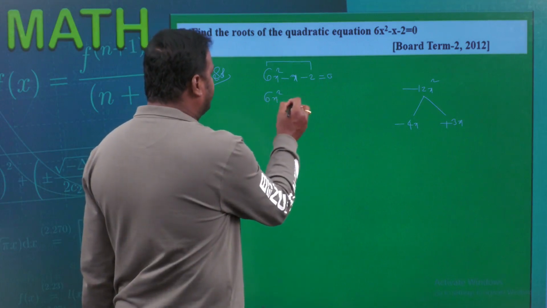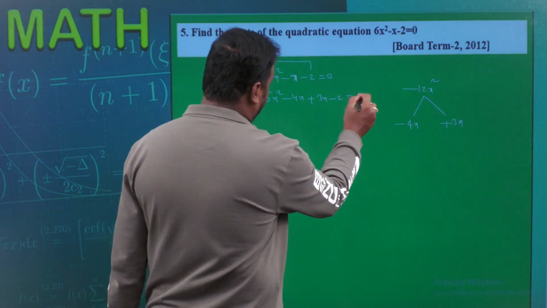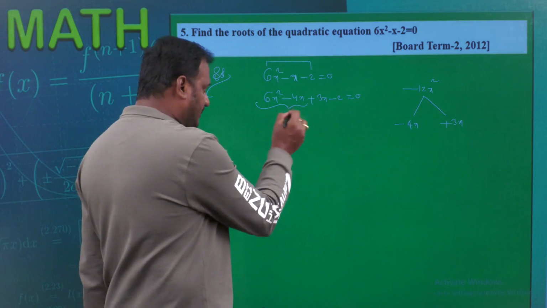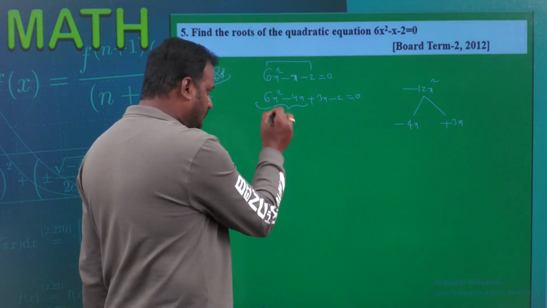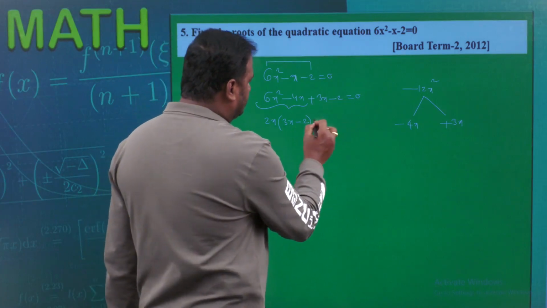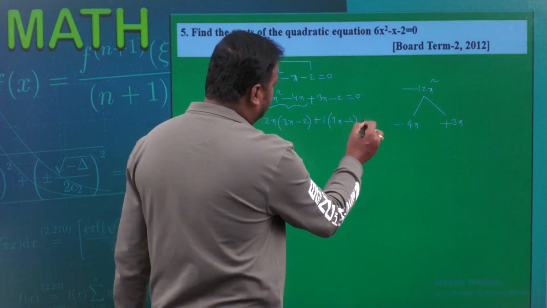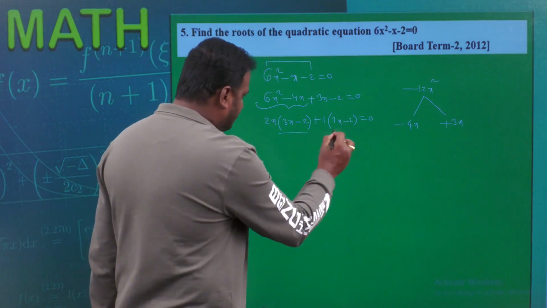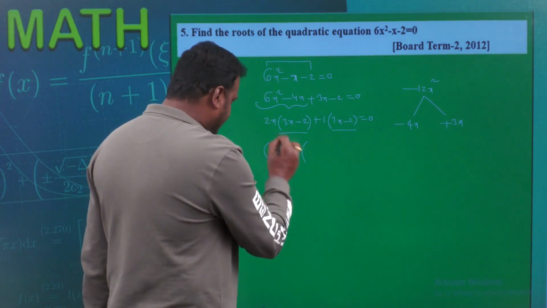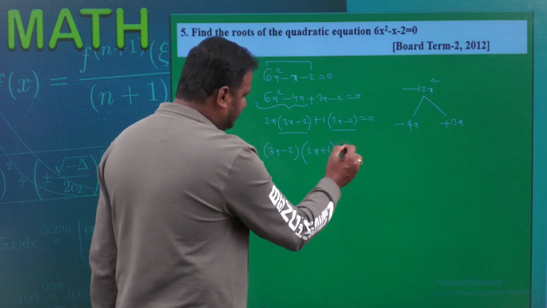Therefore 6x square minus 4x plus 3x minus 2 equals 0. From the first two terms, at most we can take 2x common, and then 2 3s are 6, minus 2 2s are 4. From these two you cannot take anything common except 1, then it would be 3x minus 2 equal to 0. So totally you have 3x minus 2 as a common factor, the other term here is 2x, and the remaining one is plus 1, equal to 0.